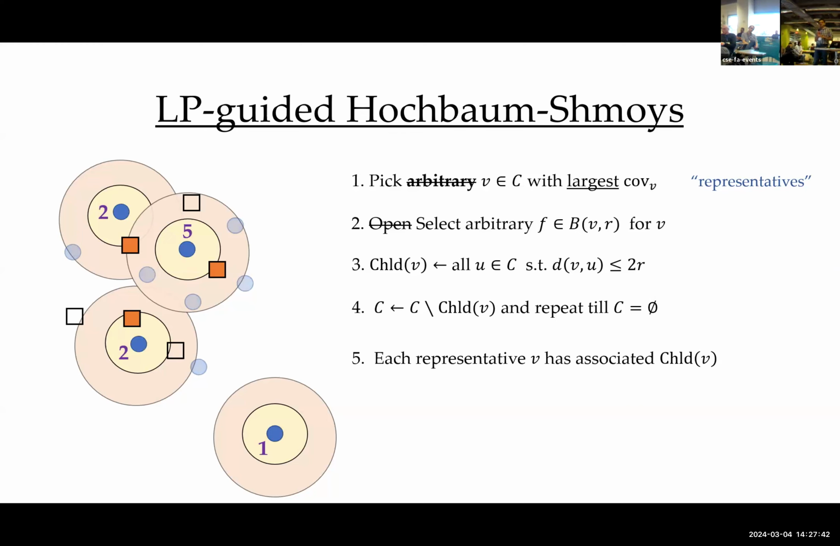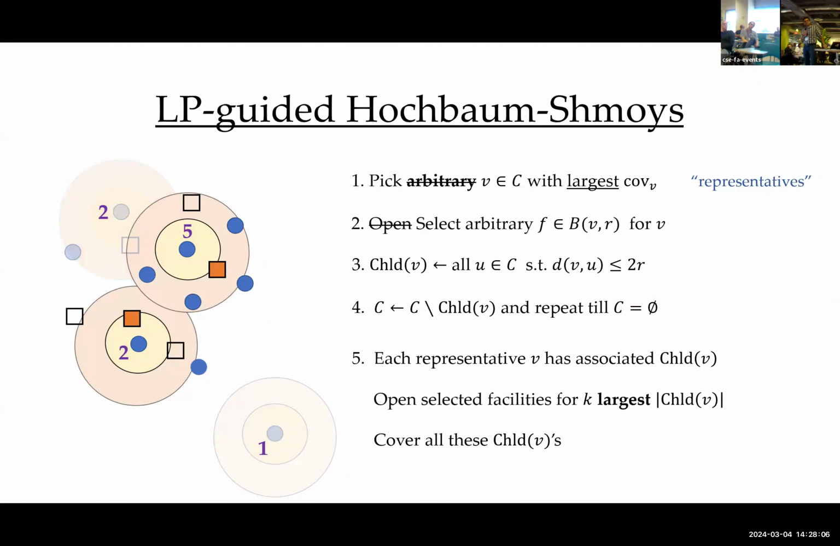I have a bunch of representatives. Every representative has some children that they're responsible for, and I have potentially one selected facility for every representative. Each representative looks at how many children they're responsible for. That's the purple number that I've written. And the algorithm is as follows. I want to open at most K facilities. So I look at the representatives in decreasing order of number of children, and I open the K largest.